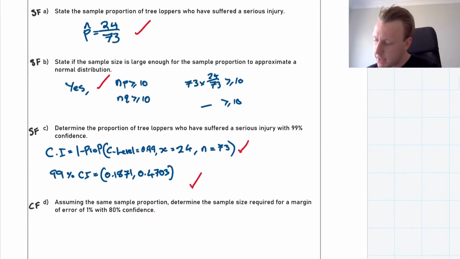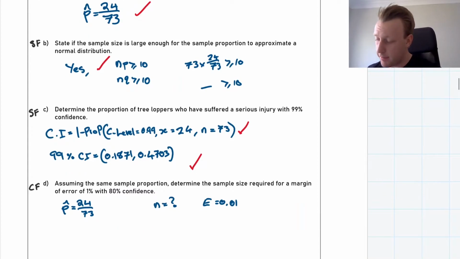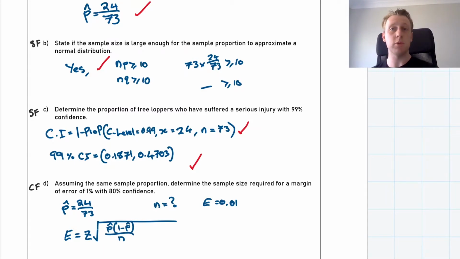Okay, now assuming the same sample proportion, so p hat equals 24 over 73, determine the sample size required, so n equals what, to have an error of 0.01%. However, we don't want 99% confidence, we want 80% confidence. Again, error is equal to the z-score times the standard deviation, which is the square root of p hat times 1 minus p hat over n. So in this case, we're just going to fill this out and we're going to use a bit of solve n to help us out here.